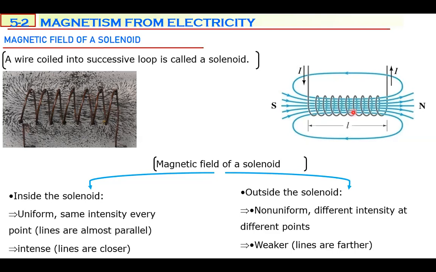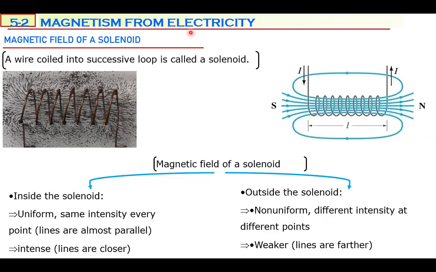The magnetic field of the solenoid is different from the magnetic field of just loops. Inside the solenoid, if you look very carefully, you will see that the magnetic field lines are almost parallel, which says that the magnetic field inside the solenoid is uniform, which means the same intensity at every point inside, because the lines are almost parallel. It has a very intense, strong magnetic field inside. But outside, it is non-uniform, with different intensity at different points, and a very weak magnetic field outside the solenoid, because the lines are farther apart.